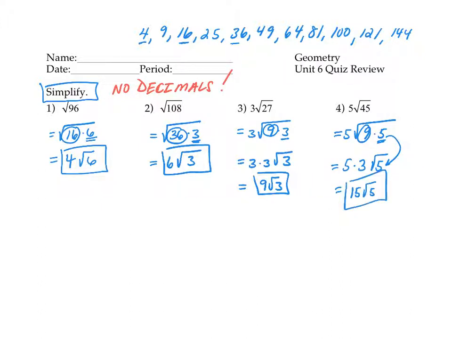So watch out for common mistakes. Decimals are a common mistake. Also, adding the numbers out in front is a common mistake. You want to make sure you multiply. All right, let's try a few more.